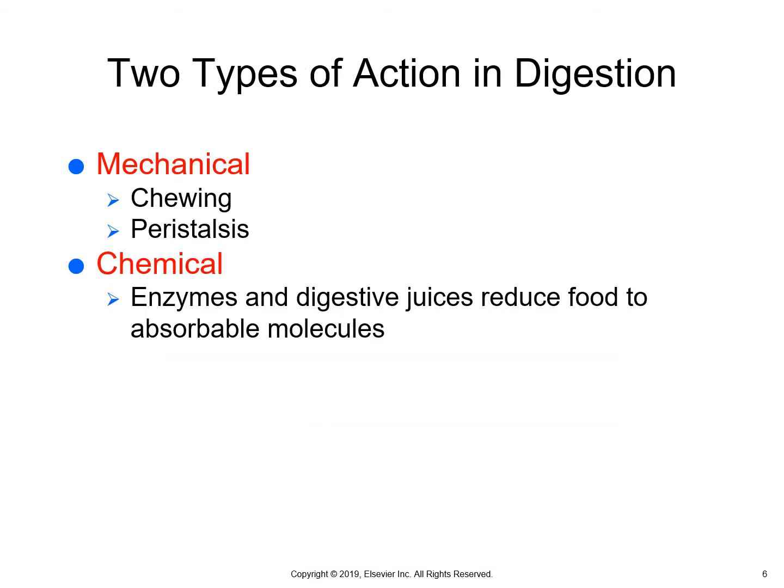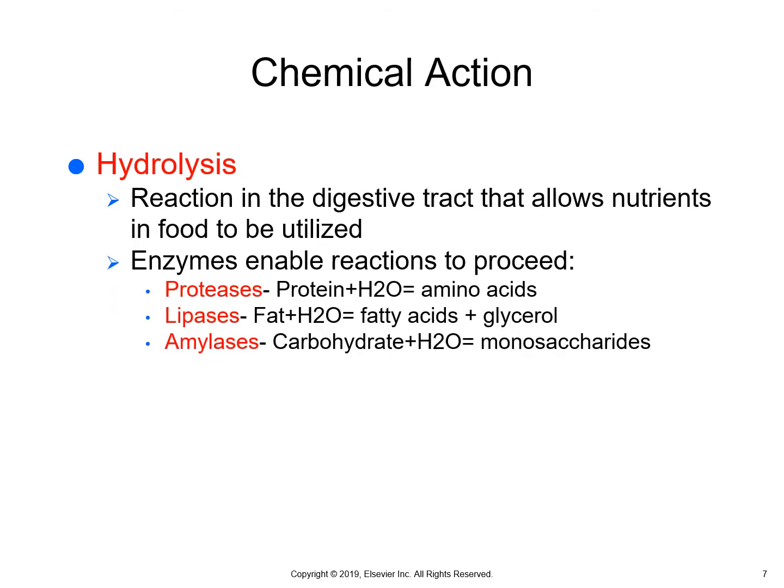There are 2 types of action when it comes to digestion. We've got our mechanical, one of which is voluntary, and that's chewing or mastication, and the other is involuntary, which is that peristalsis, which is that rhythmic contraction that just happens within our GI tract. We've also got chemical digestion. That's where our enzymes and those digestive juices, like the hydrochloric acid in our stomach, reduce food to more absorbable molecules.